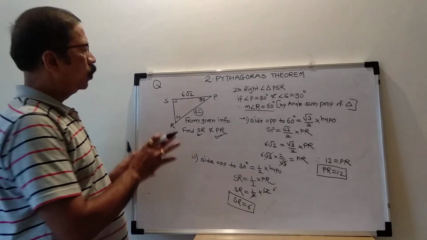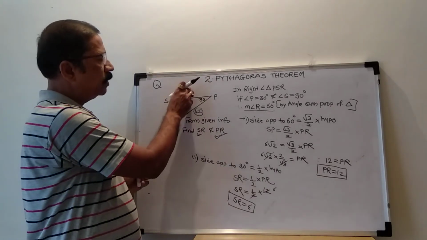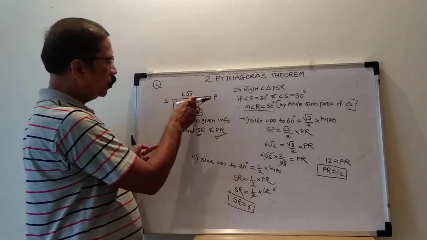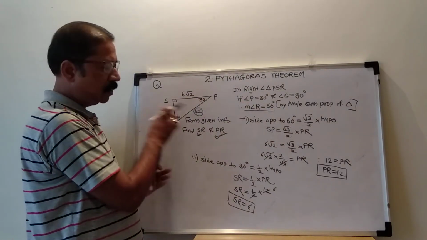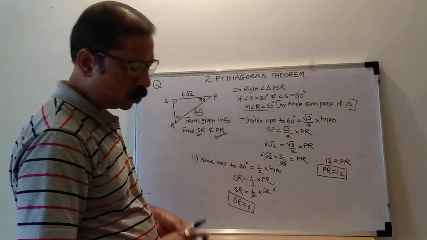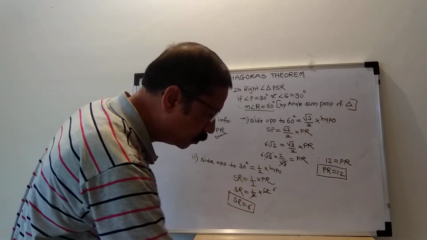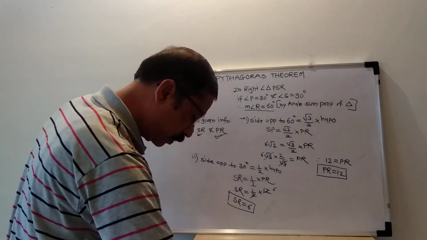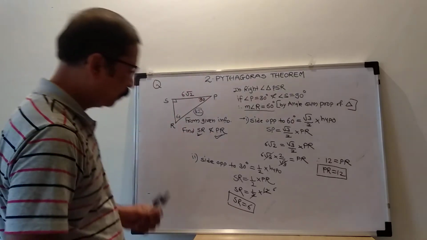Like this, you have to think: if the side opposite to 60 degrees is given, start from that formula first. If the side opposite to 30 degrees is given, then start from this formula. Like this, you have to choose the formula and work out the sum related to 30-60-90 degree triangles.